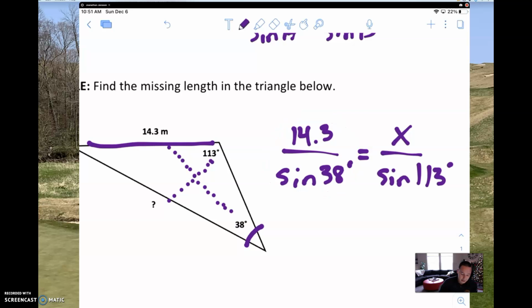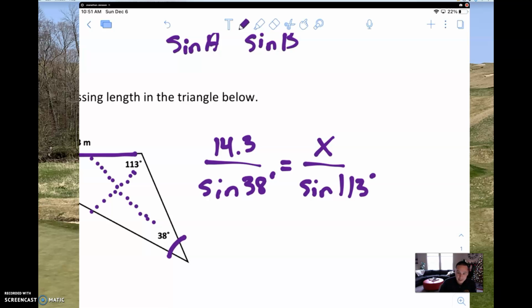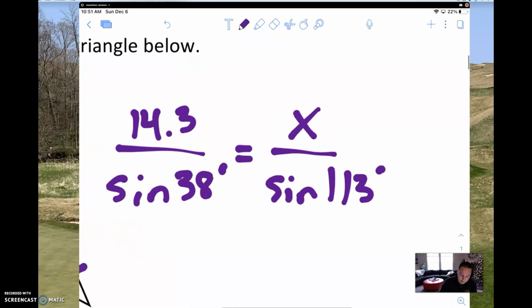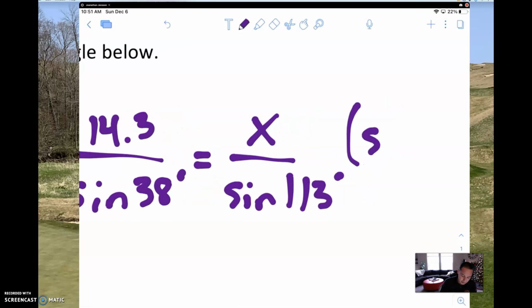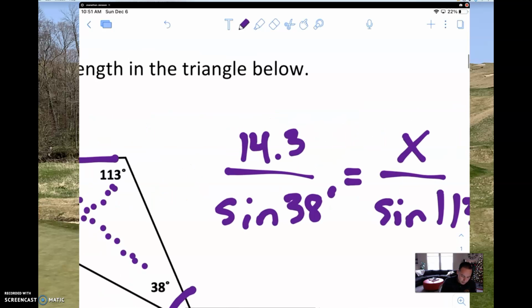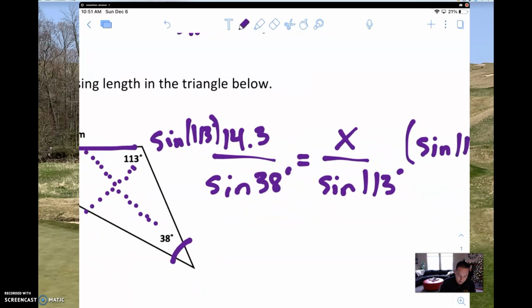So now, if I want to solve for x, it's actually pretty easy here. All you have to do is multiply both sides by the sine of 113. So multiply by the sine of 113 on both sides. Sorry, that got scrunched in a little bit. And by doing that, those go away.